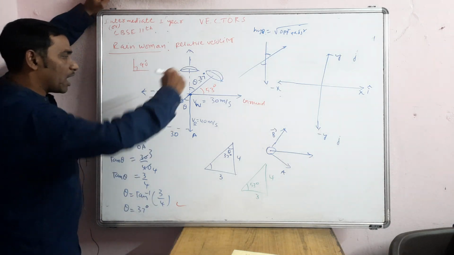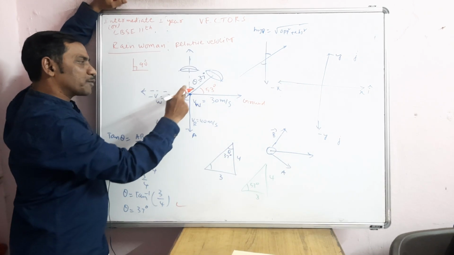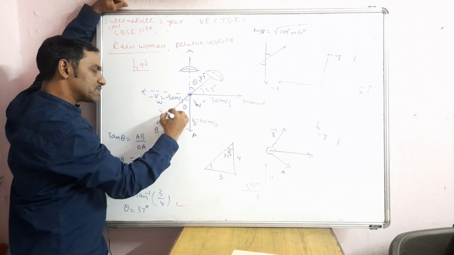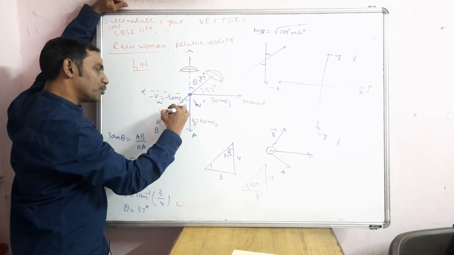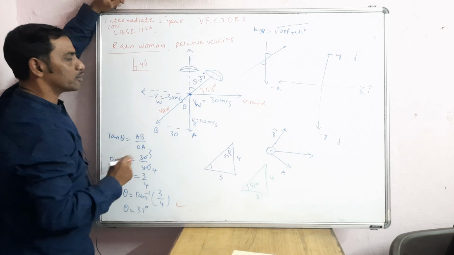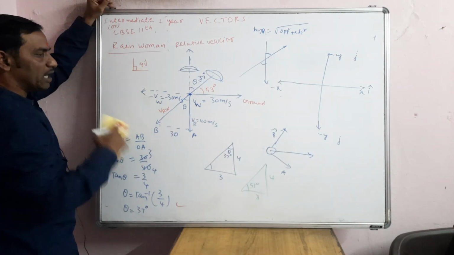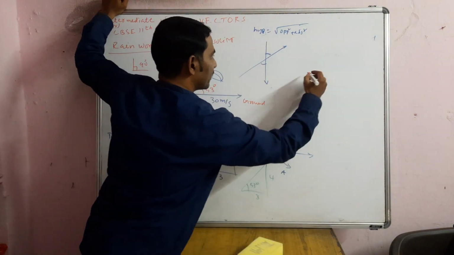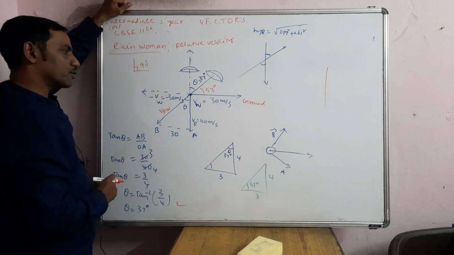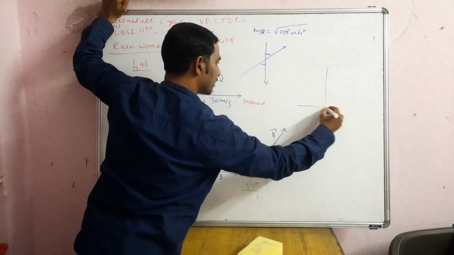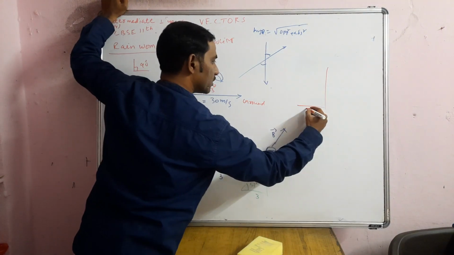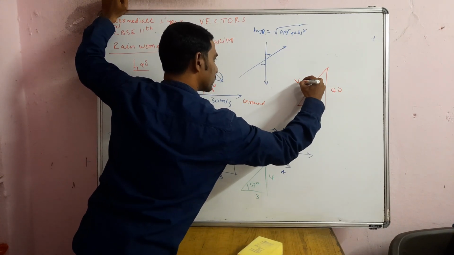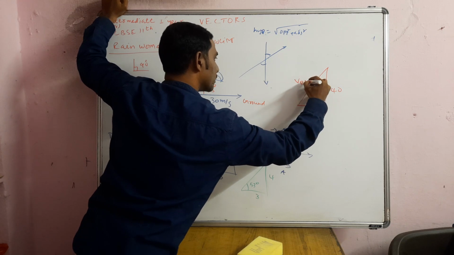Now, with what speed is the rain touching her face? That means, what is the resultant velocity of the rain with respect to the woman? If they are asking for this hypotenuse, then what you have to do is like this. Take a right angle triangle, where this one is adjacent. I will draw the triangle here: this is 30, this is 40. Now I am taking the hypotenuse. What is the hypotenuse? It is VRM, the velocity of rain with respect to the woman.